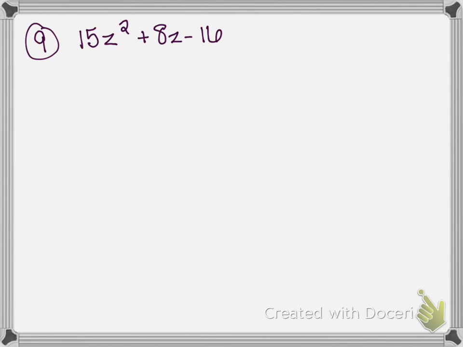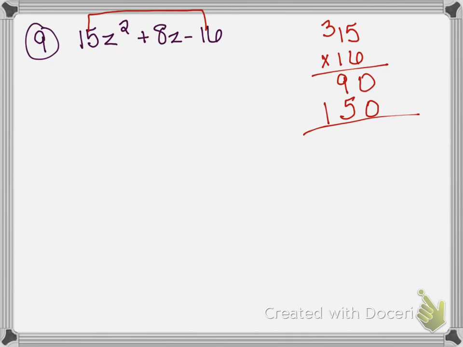Okay? So, to get my product, I'm going to do 15 times 16. And again, if we've forgotten how to multiply, let's do it this way. 15 times 16. 6 times 5 is 30. 6 times 1 is 6, plus 3 is 9. We put our placeholder there. 1 times 5 is 5. 1 times 1 is 1. So we end up with 240.